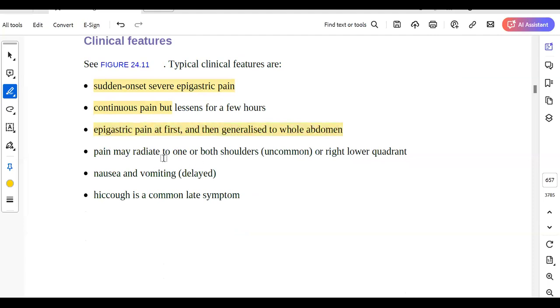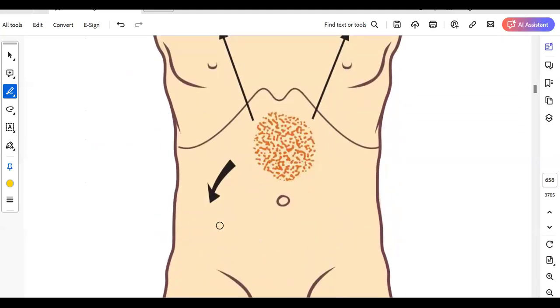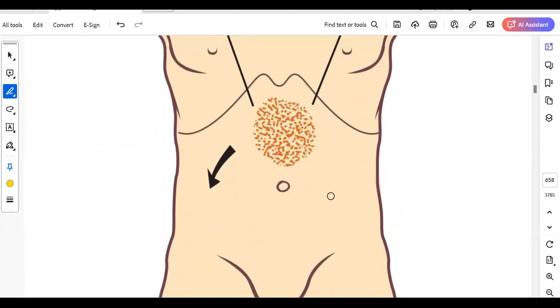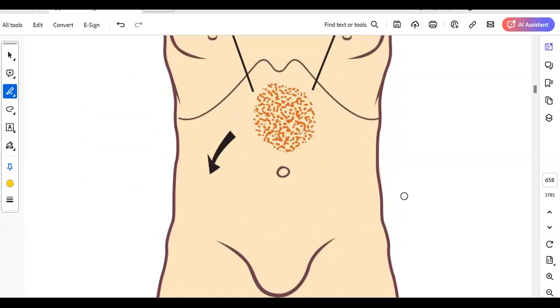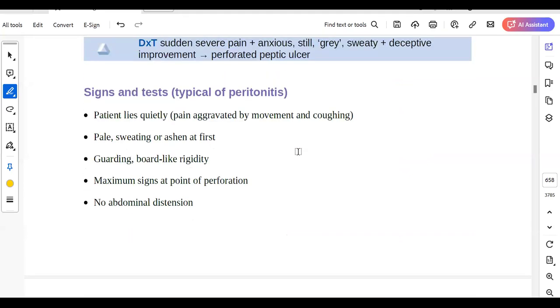Pain can radiate to one of the shoulders or to the right lower quadrant, not to the back. And then delayed onset, like after the pain, patient can get nausea, vomiting, heat cough, those things can happen. But it's the epigastric pain, sudden onset, going to the shoulders, and also patient having generalized abdominal pain in a few hours, that will give you the diagnosis.